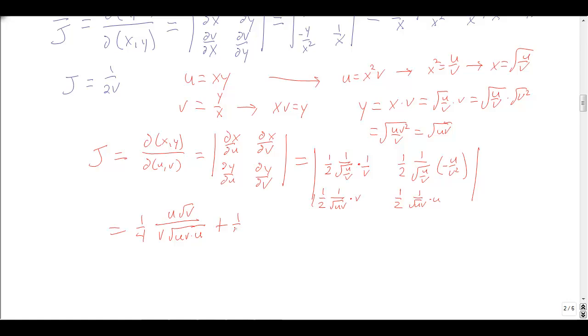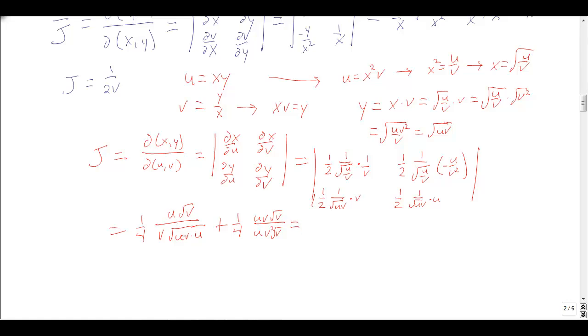1/2 times 1/2 gives me a 1/4. And then we have a u on top, a v on top. This square root v will go on top, uv square root v. And then on the bottoms, we have a square root u, another square root u, that'll give me a u. That square root u, that square root of u. We have a v squared and a square root v. Okay, so we work that out, and now we've got to simplify.